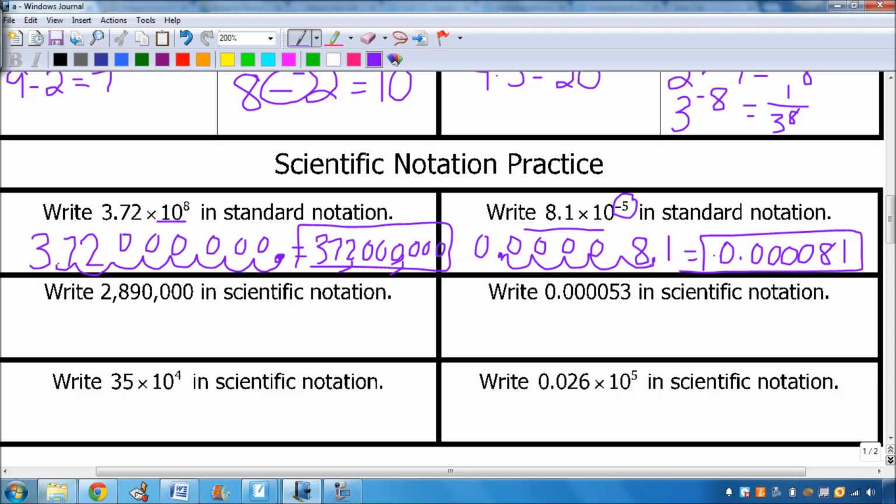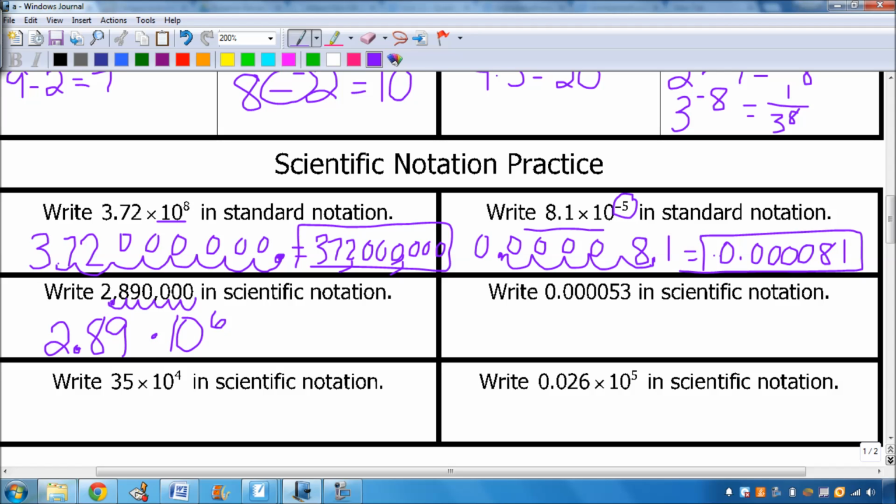So the question is, how many times did I multiply a number between 1 and 10 by 10 to get this number? So the first thing is I have to figure out what number it is between 1 and 10. So the decimal place is going to have to end up being there. So I know it's 2.89, and I put the decimal place there because 2.89 is between 1 and 10. But the question is, how many times did I multiply it by 10 to get this answer right here? So let's count it. 1, 2, 3, 4, 5, 6. So it's times 10 to the 6th power.